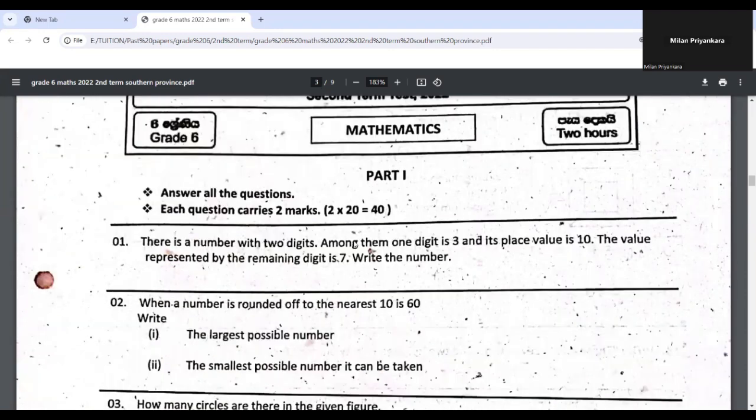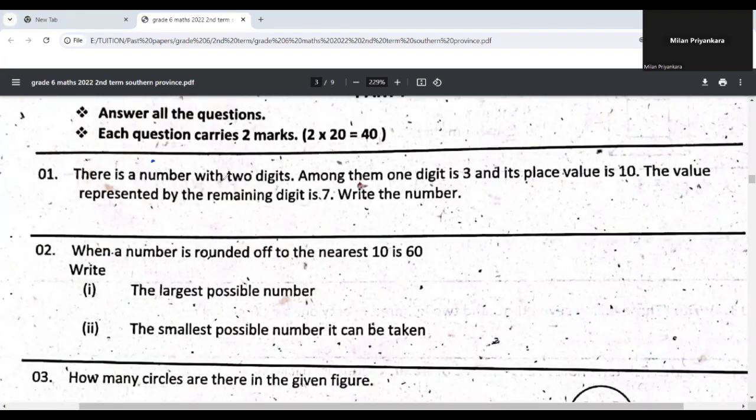Let's do this one. There's a number with 2 digits. Among them, 1 digit is 3 and its place value is 10. The value represented by the remaining digit is 7. What is the number? The number has 2 digits, so one of them is 3, right? And the 3's place value is 10.